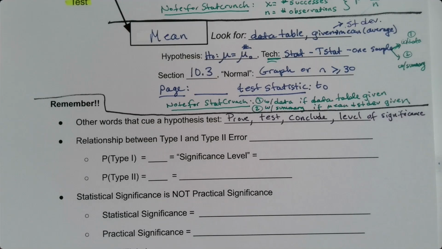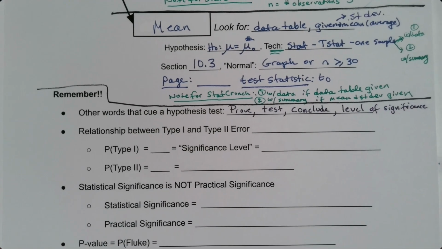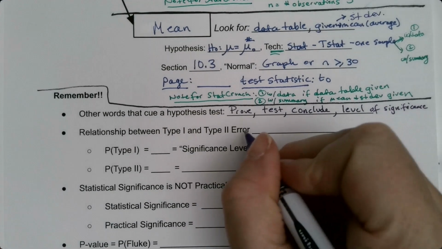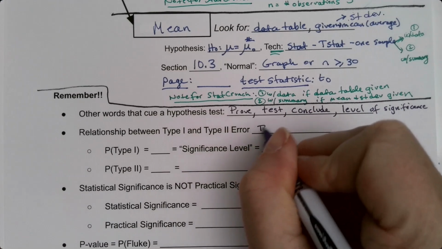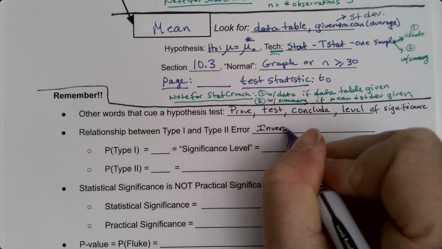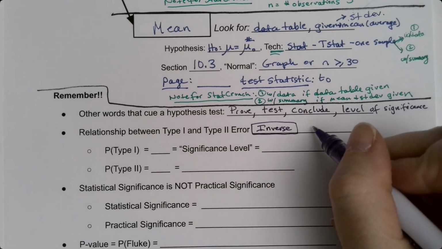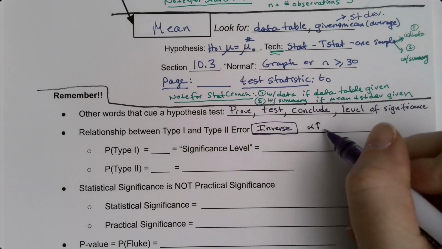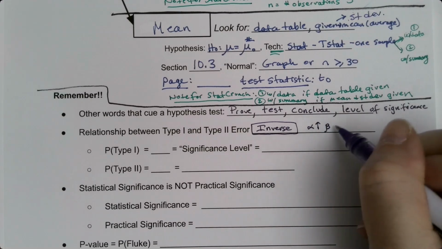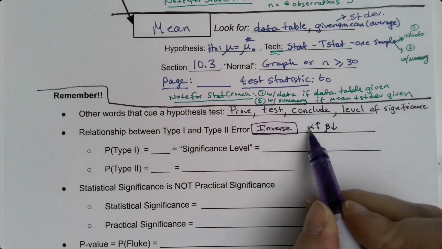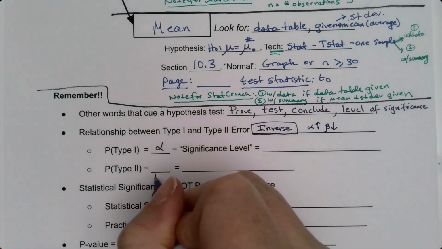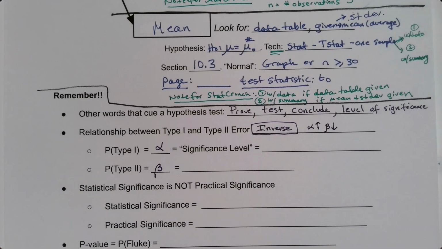All right, now there's some other things that we learned in this chapter that we don't want to forget. First off, there is an inverse relationship. The relationship between type 1 and type 2 is inverse, right? So that means that if alpha goes up, beta goes down. Alpha is the probability of a type 1 error. Beta is the probability of a type 2 error.